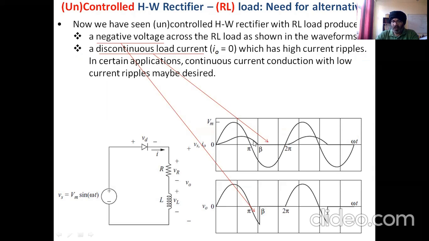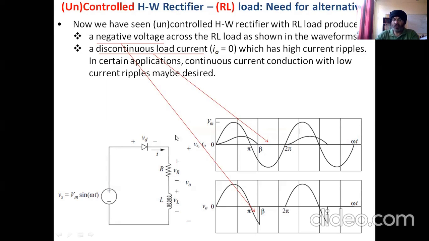Discontinuous means it flows from alpha to beta. In this case, it is a diode, so it is 0 to beta because alpha is 0 in case of diode. So in this case alpha is 0, but still I will be saying alpha to beta. After beta, it goes to 0. So it means the current is not continuous in nature. It rises up, it goes down, and it stays down for some time, and again it goes up. So it is discontinuous in nature.